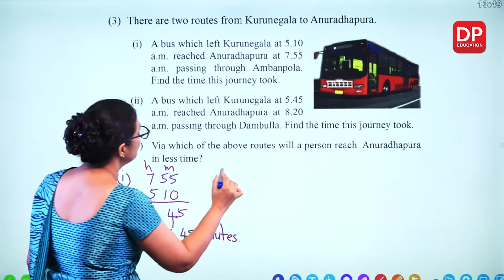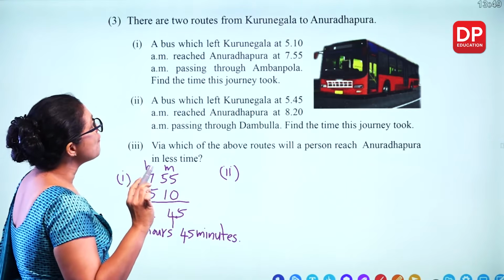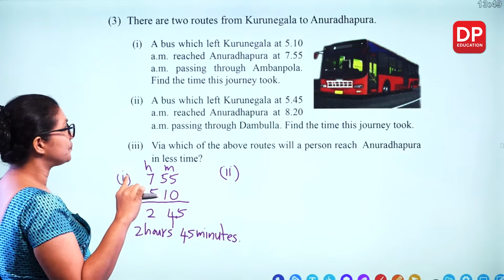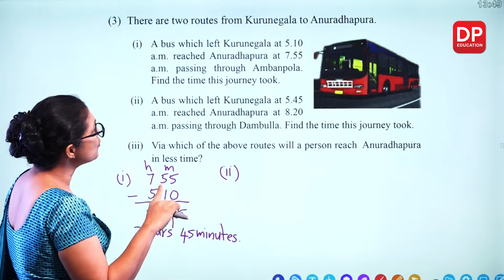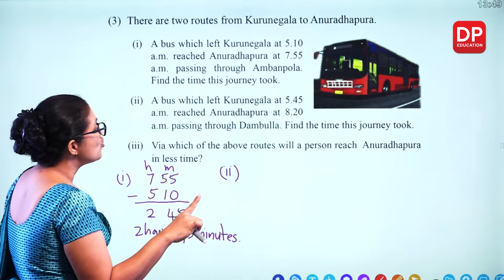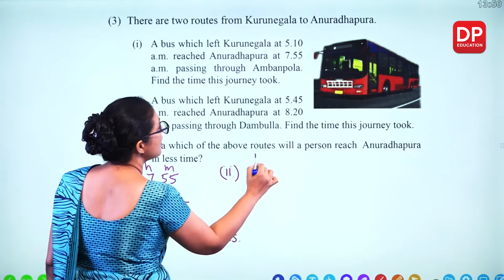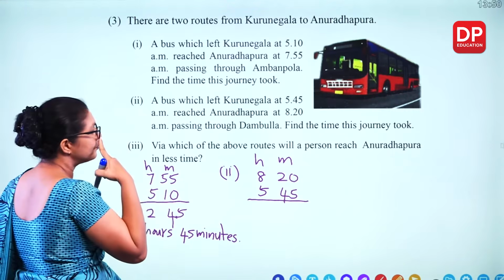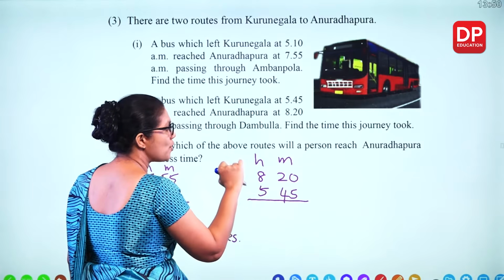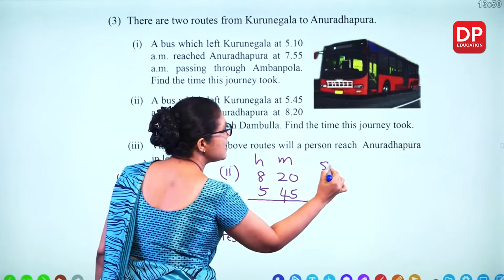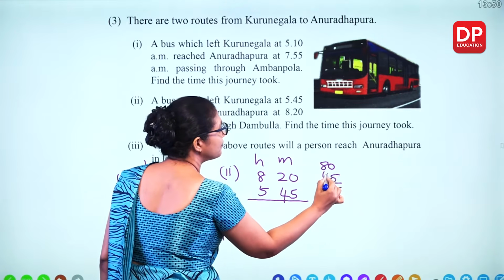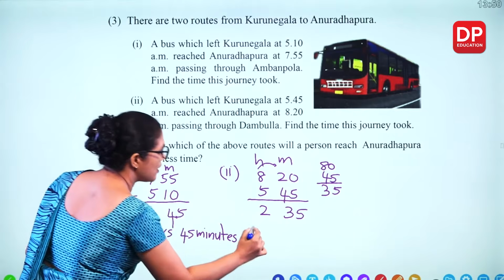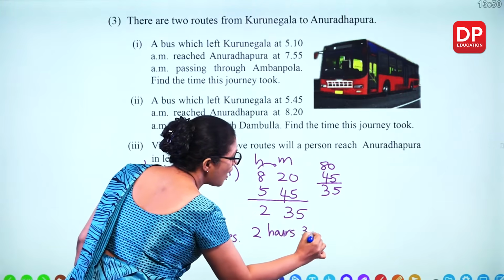Then part 2. A bus which left Kurunegala at 5:45 AM reaches Anuradhapura at 8:20 AM, passing through Dambulla. So both are in the morning. Find the time this journey took. Again, you can subtract. Hours, minutes. 8, 20, 5:45. You can't subtract 45 from 20. Take 60. That's 80. 80 minus 45, 35 minutes. Then we took 1. 7 minus 5, 2. So that's 2 hours and 35 minutes.